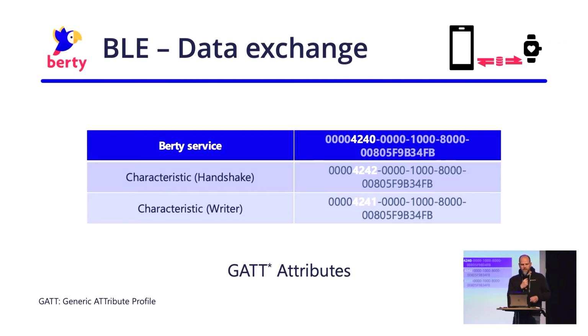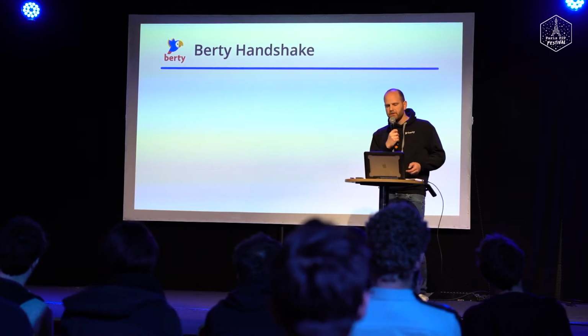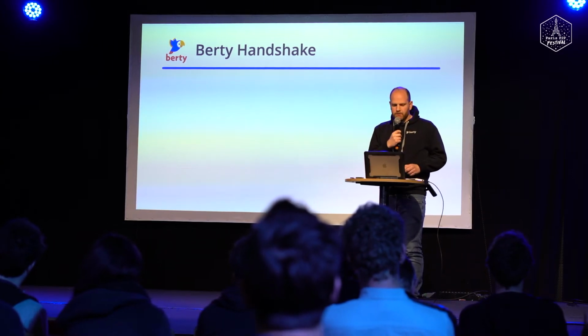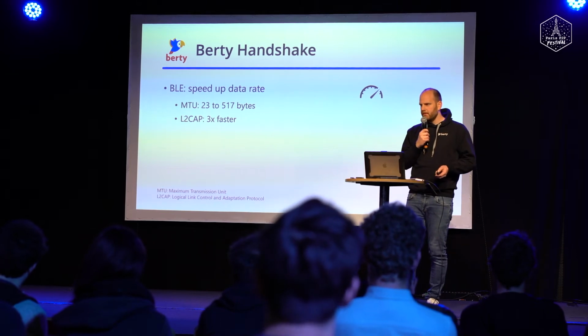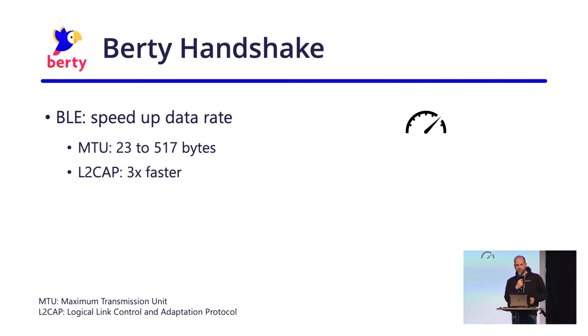I put the UUID for the example of the service and characteristics. So in Berty, I will tell you what the handshake is at this stage. To set up the P2P connection, just after the connection in Bluetooth, we have to increase the speed rate because by default it's very low. So we increase the MTU from 23 to 117. The MTU is the size of data you can read or write with one operation. So it's very important to increase that.